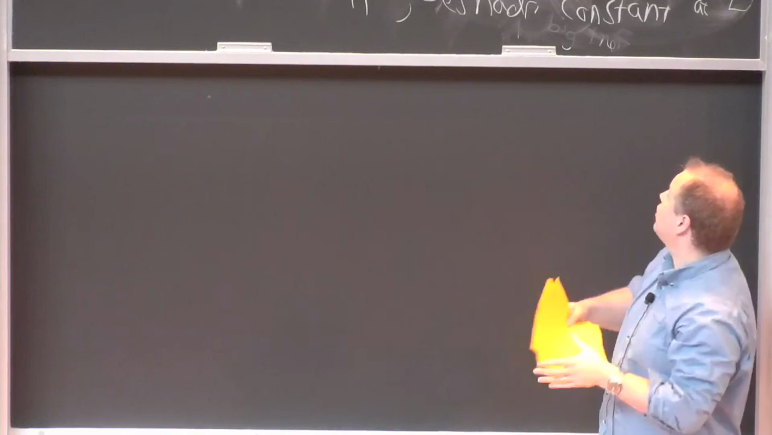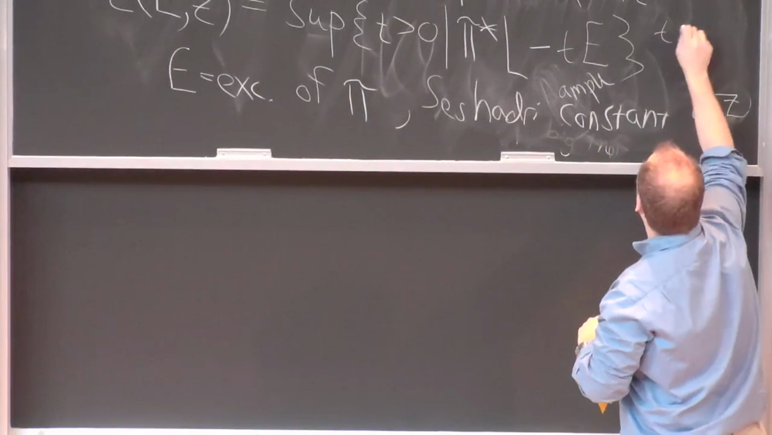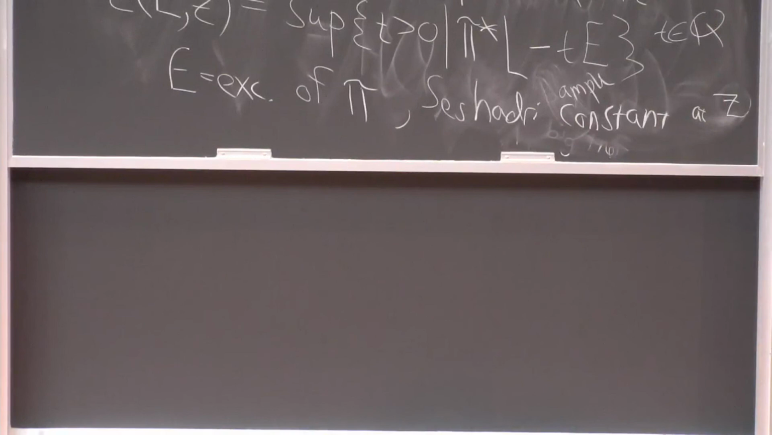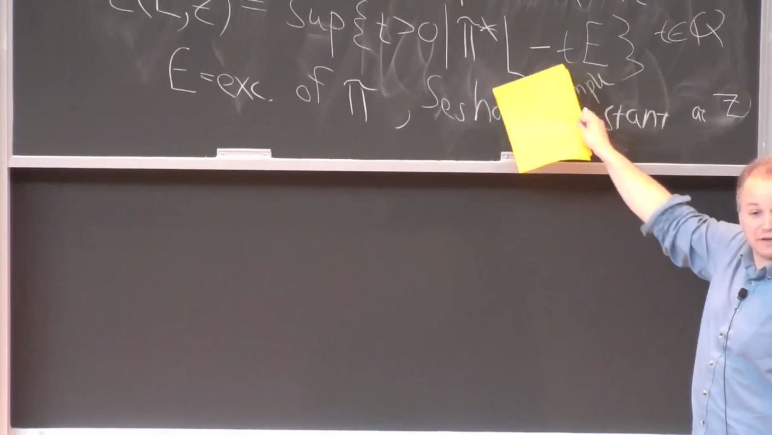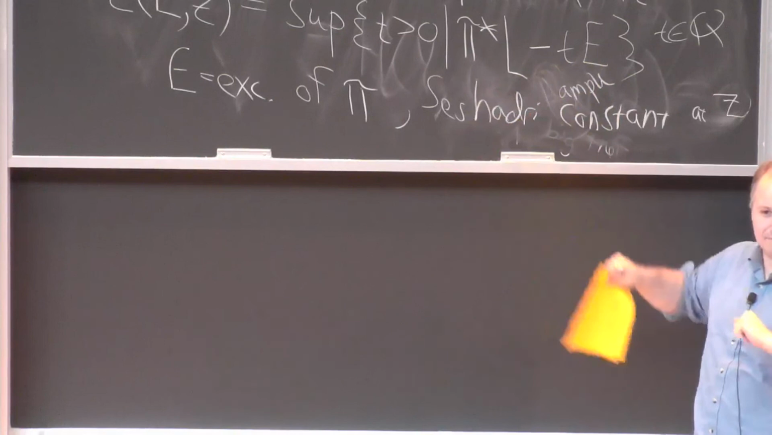No, T is a real number. I should have said that. T is a real number. I'm taking the supremum. And so I am talking about ampleness of a Q-divisor here, and that just means clear out the denominators and take ampleness in the usual sense.